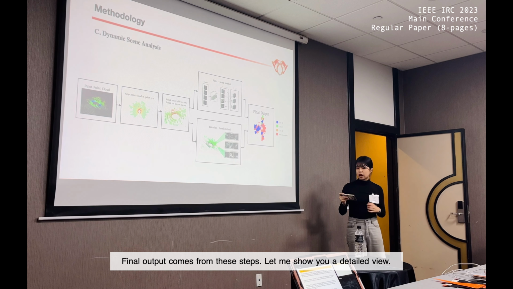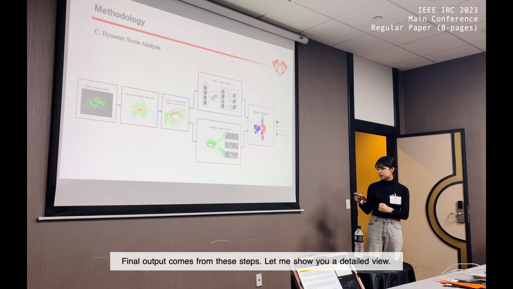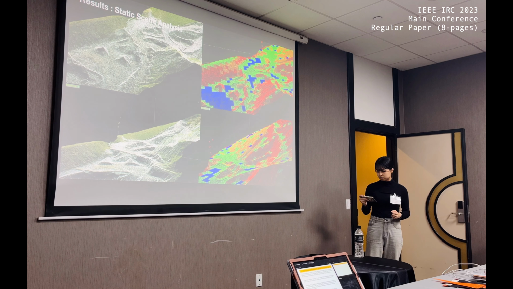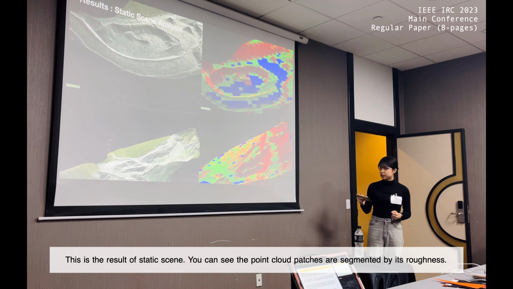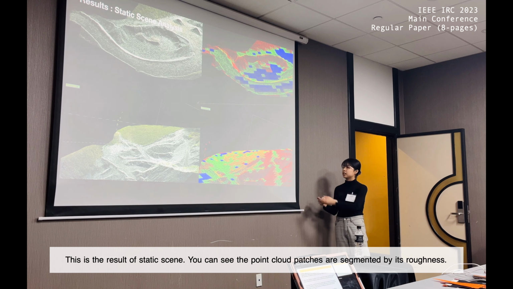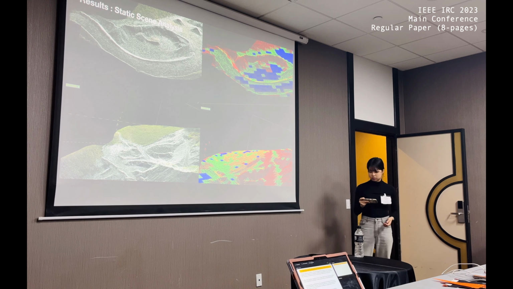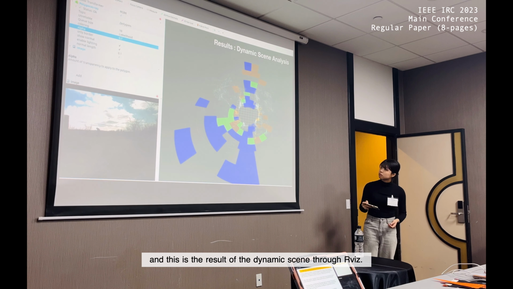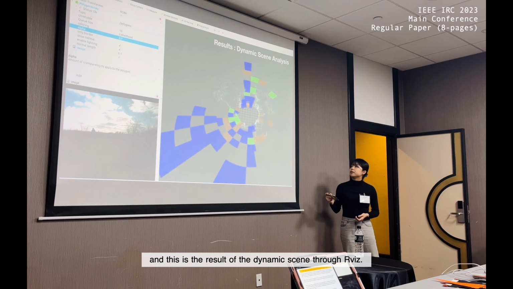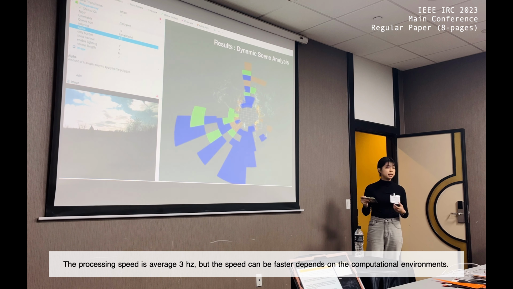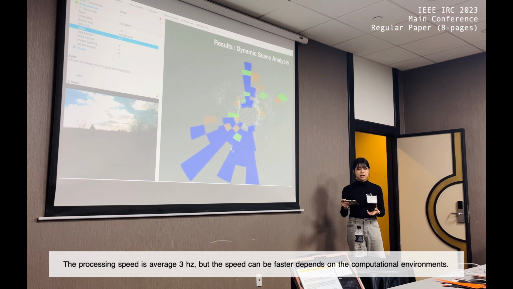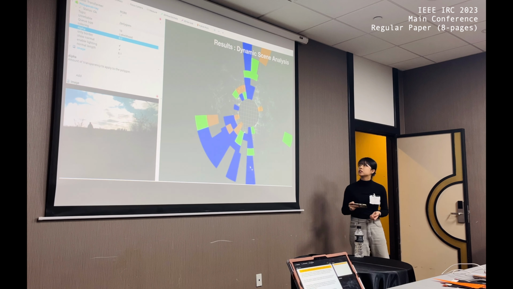And the final output comes from these steps. And let me show you a detailed view. This is the result of the static scene. You can see the point cloud patterns are segmented by their roughness. And this is the result of the dynamic scene through RViz. The processing speed is on average 3 Hz, but the speed can be faster, depending on the computational environment.